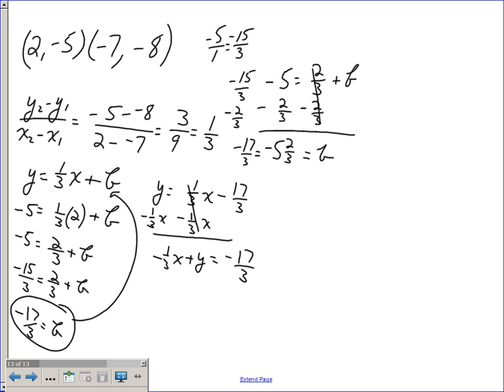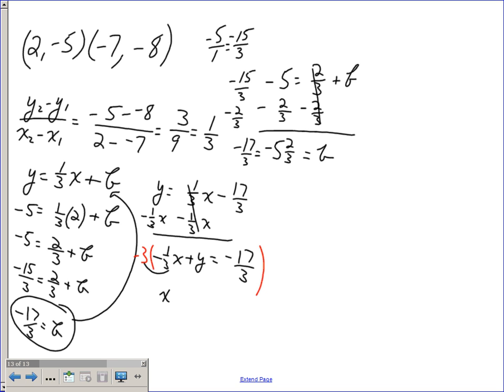Remember standard form, get rid of the fractions. What are we going to multiply by? By what? Actually, -3. We want our leading term to be positive. -3 times -1/3 is 1. 3 times 1/3 is 3/3, which is 1. 1x.